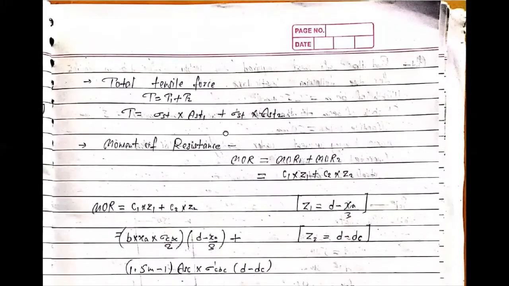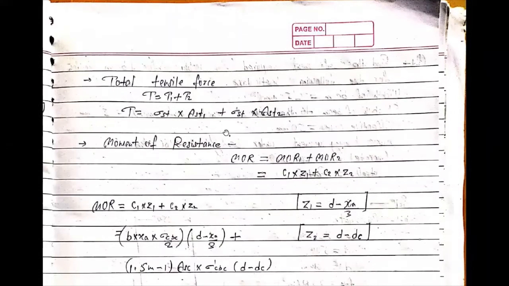Next is T1 plus T2. So T is sigma ST multiplied by AST1, area of steel under tension 1, plus sigma ST multiplied by AST2. Moment of resistance: the total moment of resistance is moment of resistance 1 plus moment of resistance 2, which is C1 into Z1 plus C2 into Z2.